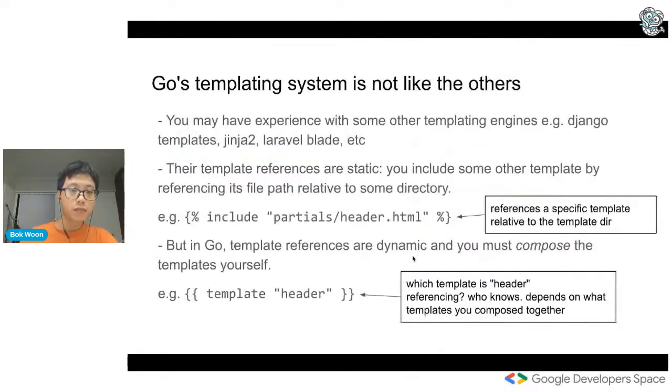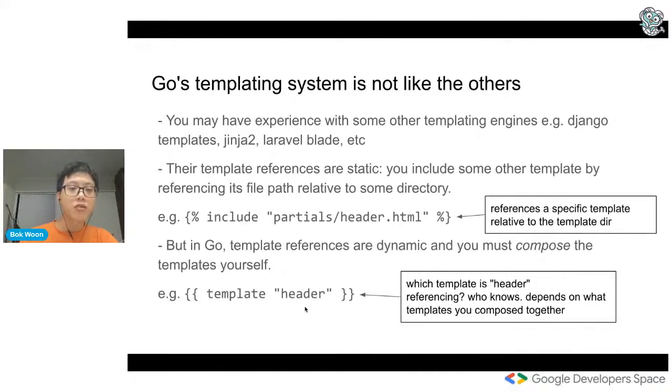So very straightforward. However, Go's templating system is not like the others. You may have experience with some other templating engines like Django templates, Jinja2, Laravel Blade. Their template references are essentially static. So you will include a sub-template by referencing its file path in some template directory. For example, you may say include partials/header.html, and this will reference a file inside a file system. But in Go, these template references are all dynamic, and you must compose the templates yourself. So when you say something like template header, you don't really know which template this header is pointing to because it doesn't reference anything in the file system.